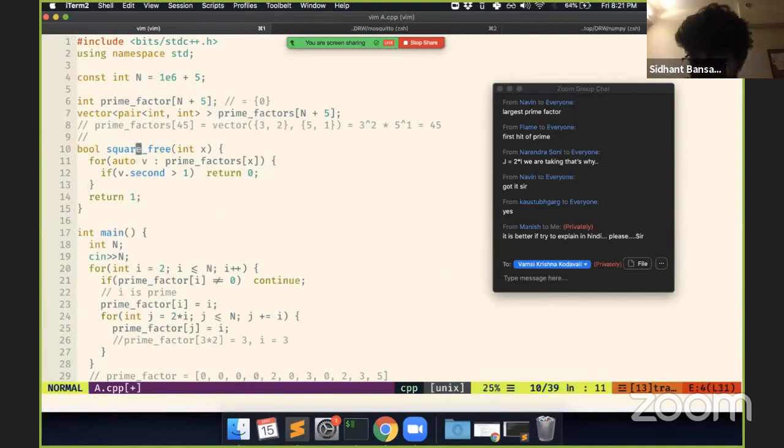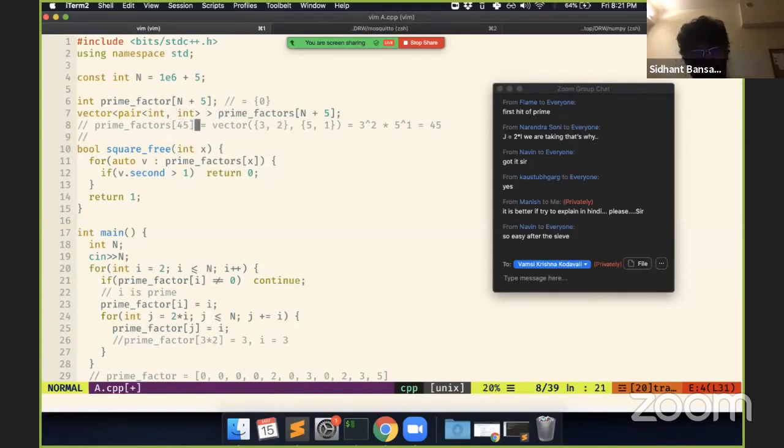Okay, somebody asked me to explain in Hindi. So I can do a little bit of explanation. The broad idea from last time was that we want to store a prime factors data structure, which is this thing. The idea is that there will be a vector in which every pair stores a prime number and its exponent. Here, 3 squared times 5 to the power 1. So 9 into 5, 45, right?